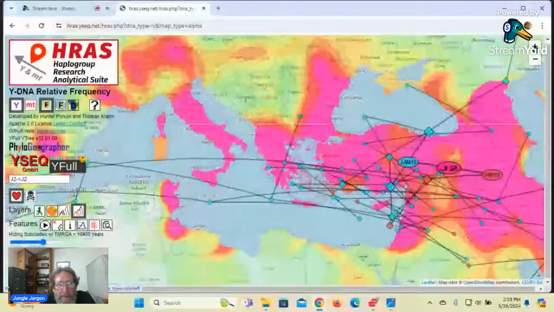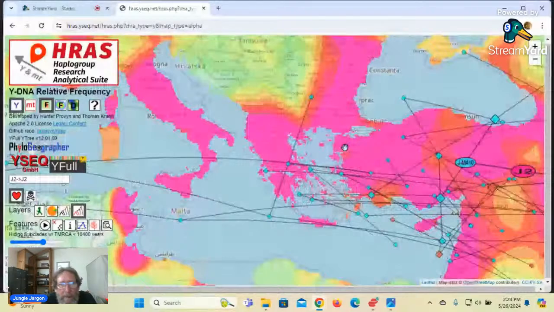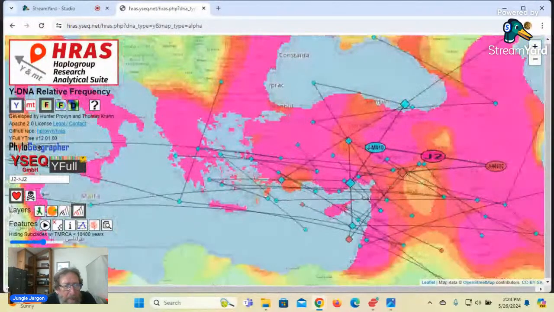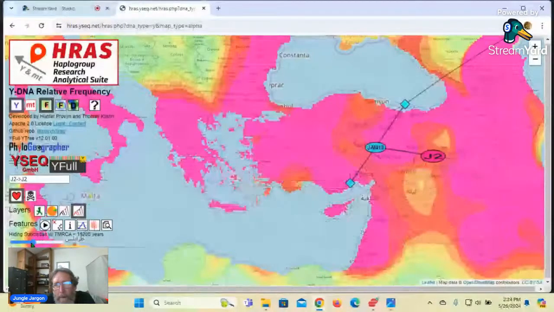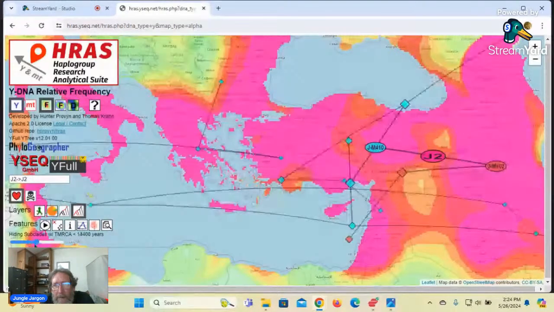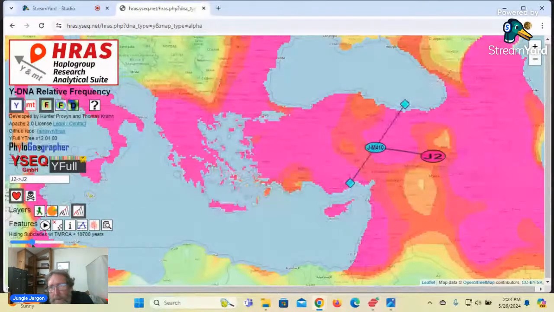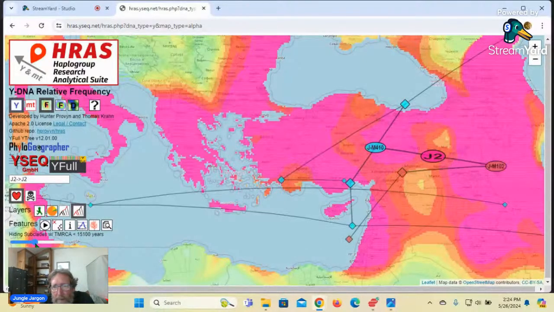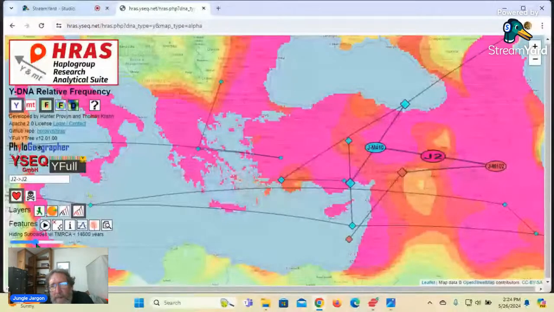Okay, now let's do the slide effect here and find out where it started from. Okay, so the J2 basically starting in the same place, at least according to their findings. So immediately it's in the Black Sea area. Somehow there's something in the Black Sea. Maybe it flooded later, I don't know. In the Mediterranean Sea as well.